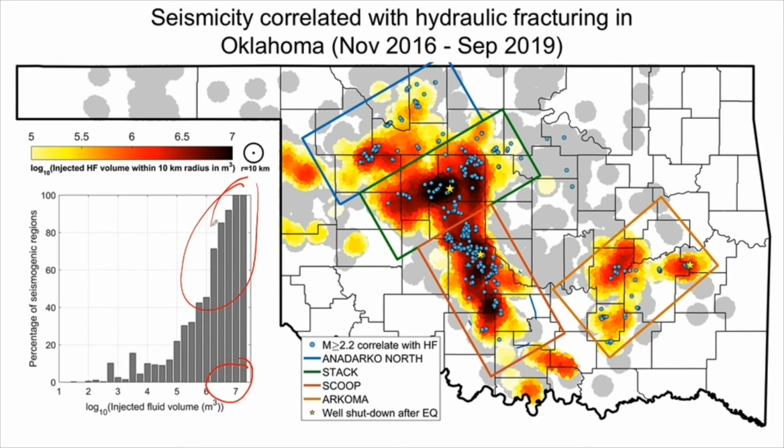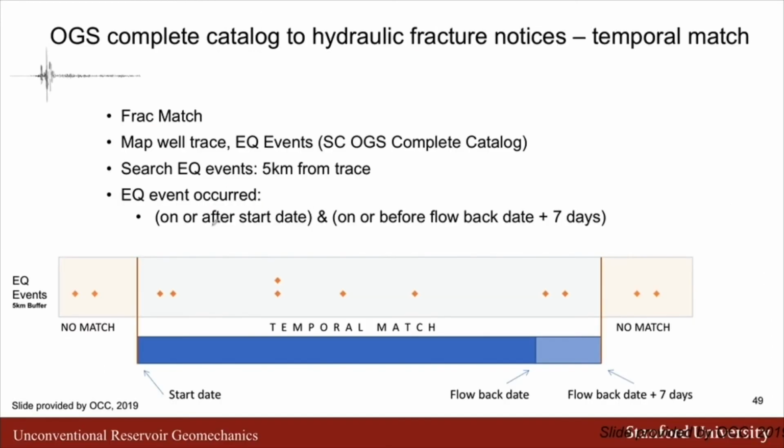We've broken this up into 4 different areas: Anadarko North in blue, the Stack in green, the Scoop in dark orange, and the Arkoma in sort of light orange. And we've used the Oklahoma Geological Survey's method for identifying earthquakes associated with hydraulic fracturing.